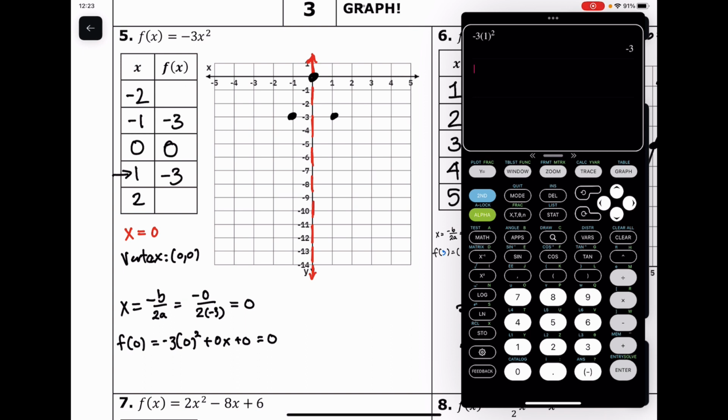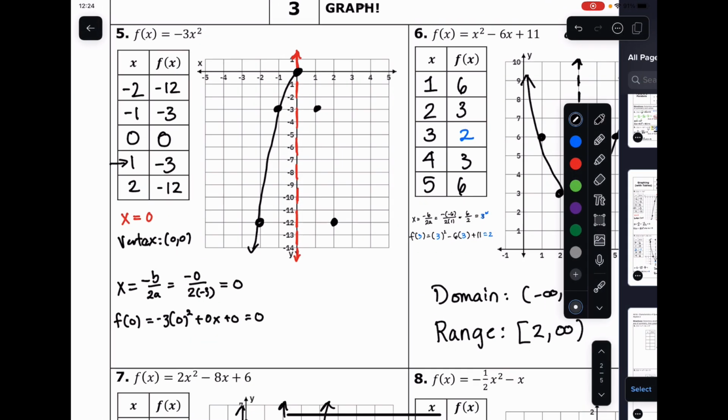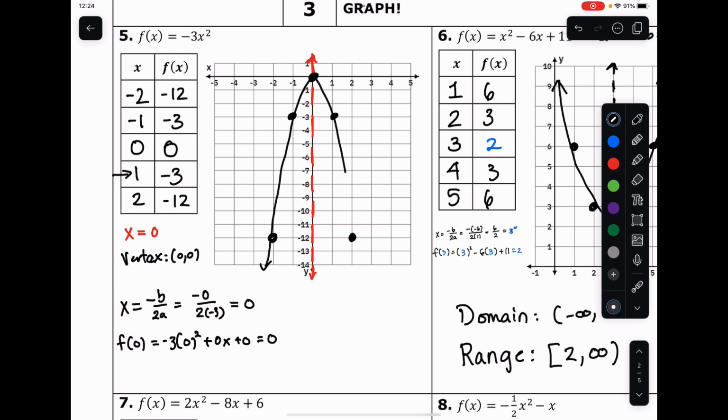Now let's plug in 2. So negative 3 times 2 to the second power, that's negative 12. So 2, negative 12. And again, to preserve symmetry, that means at negative 2, the y value also has to be negative 12. So when we graph the left side, it looks like that. When we graph the right side, it's going to look like that. And our domain, again, is all real numbers.